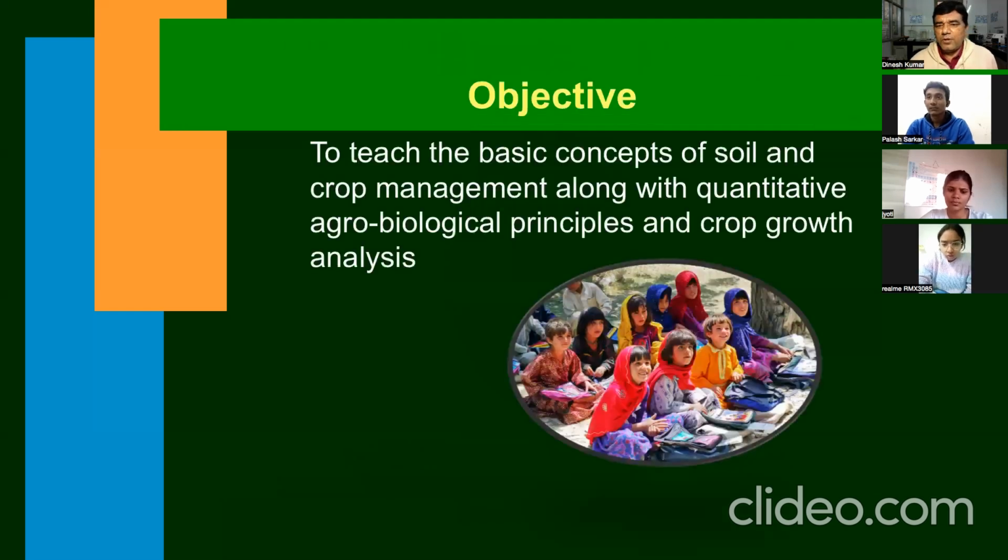Basically, we are going to discuss the concept of soil and crop management along with quantitative agrobiological principles and crop growth. Overall, we want optimum growth of the crops, the best growth, not maximum growth. Maximum growth will give you maximum vegetative growth. It is not necessary that increasing growth will always give you more economic product. So we need to identify the level of growth where we get the best economic return.